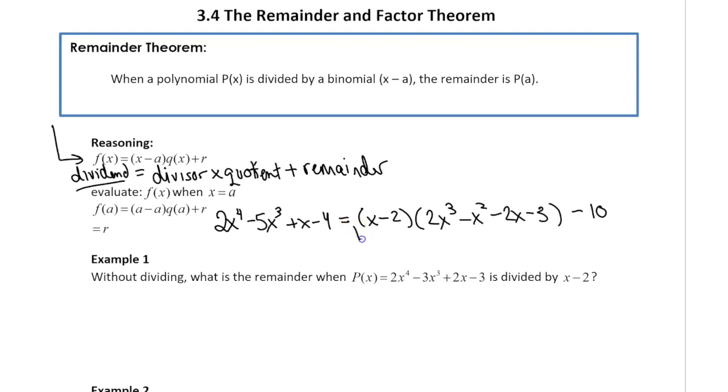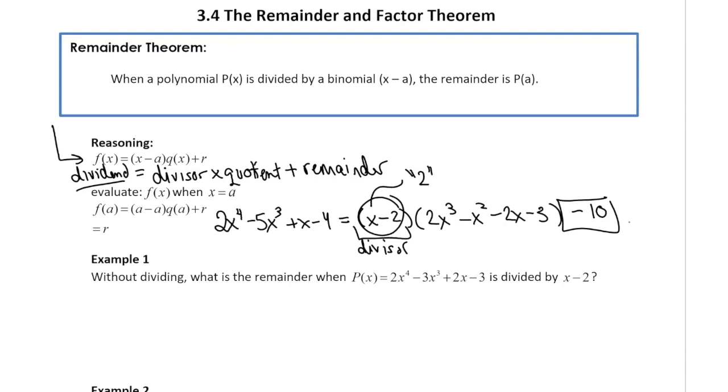Pay special close attention to the divisor. If the divisor is x minus 2, and you substitute in positive 2 for x right there, then that's always going to make this say 0. And it's going to be multiplied by your quotient, and 0 times your quotient is going to stay 0, meaning you're going to be left with nothing but this back term right here.